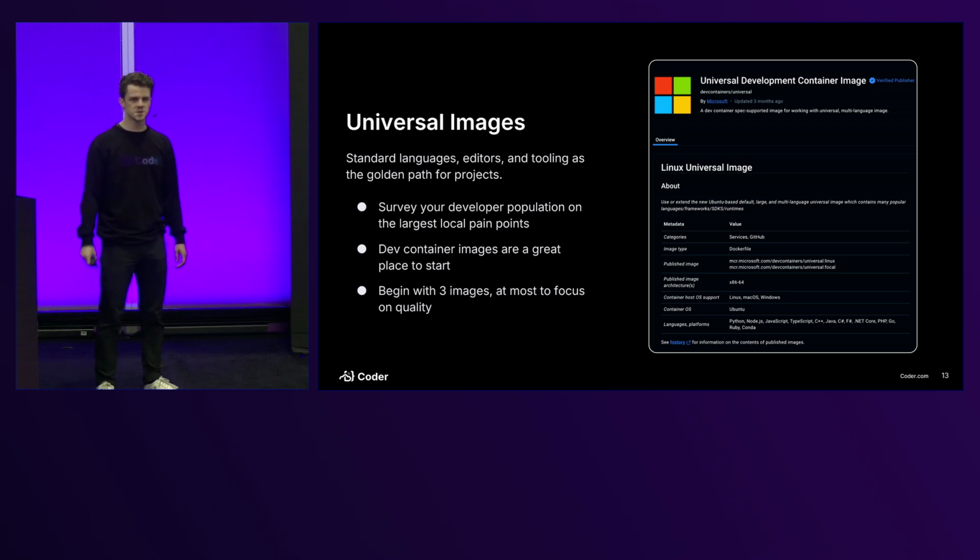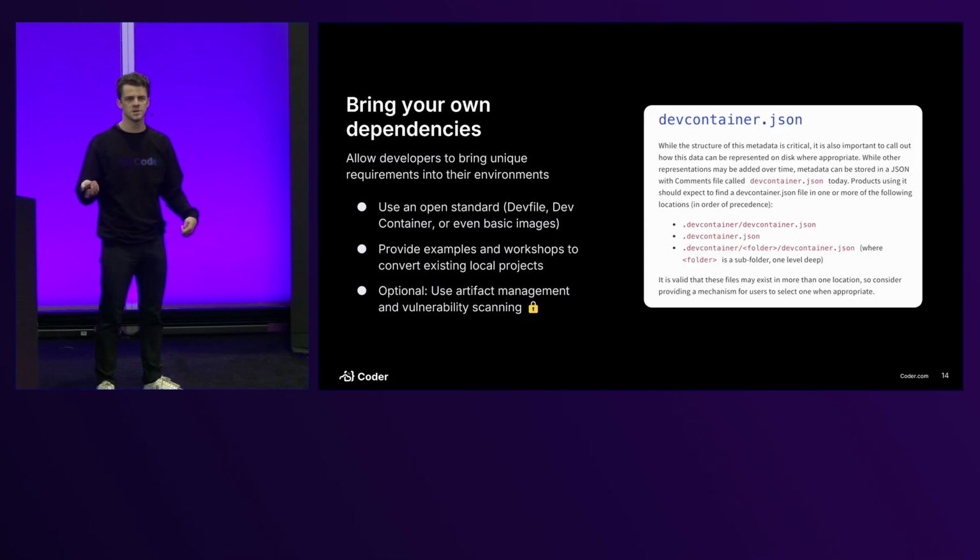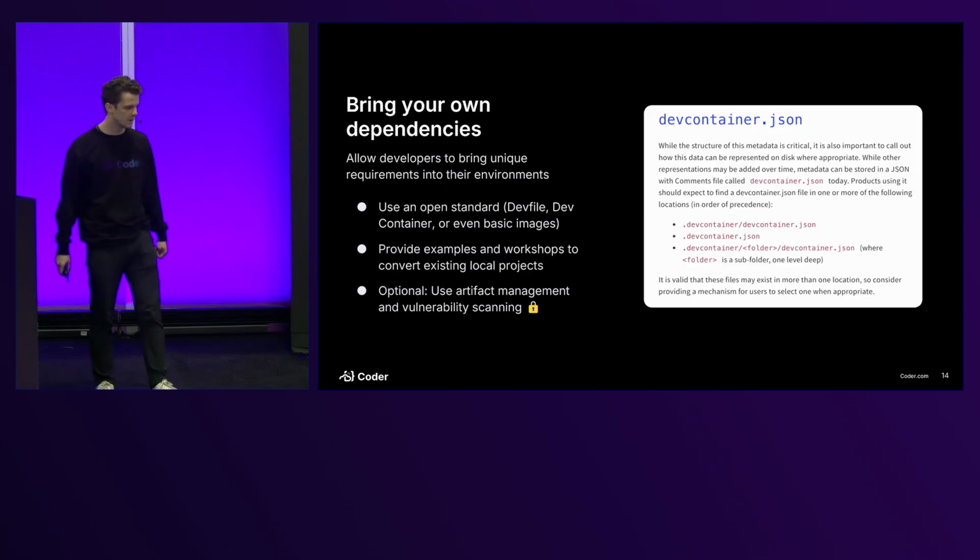The best way to do this is by running a survey of your developer population, figuring out what tools they use. Particularly the tools that are most painful to use locally make great carrots for moving into a cloud developer environment like Coder. Microsoft makes dev container images. They're a great place to start. They have an image for each popular language, and you can take them, add them to your registry, and modify them to have the kind of patterns that you're used to in your organization.